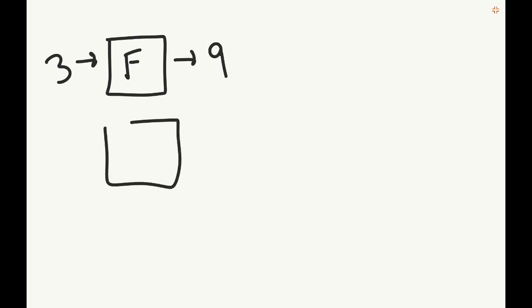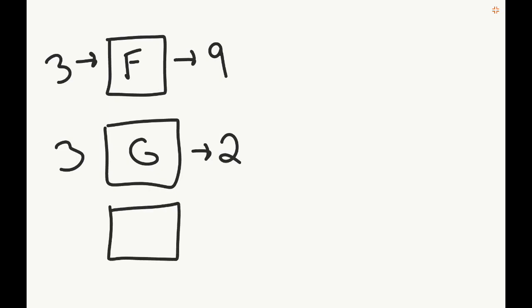You have a separate function, a G function. It could be that it divides your input by 3 and then adds 1. So if you put a 3 into that, 3 divided by 3 would be 1, and then plus 1 would be 2. If we put a different number in, like, I don't know, 12 into G, divided by 3 would be 4, add 1, it gives you 5.